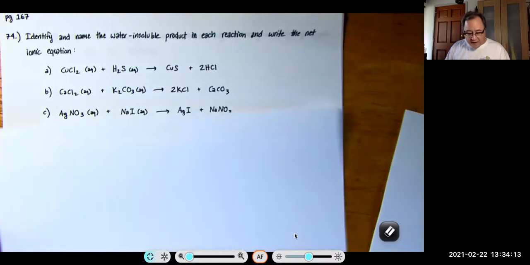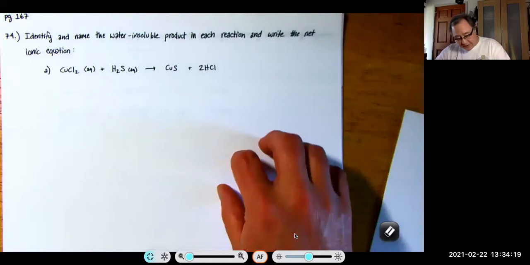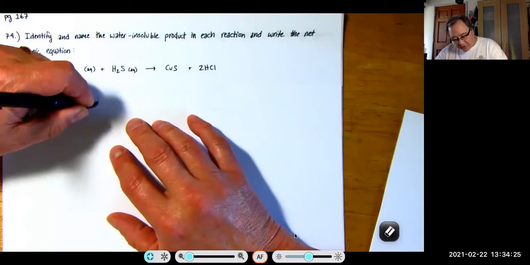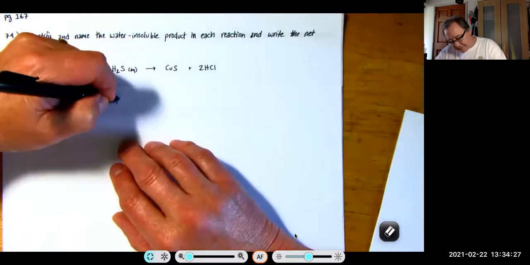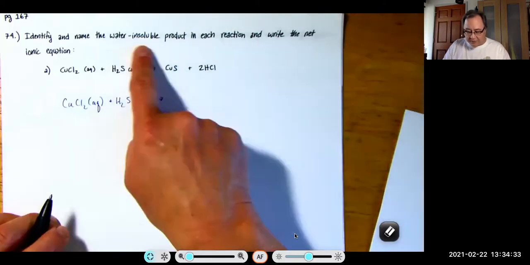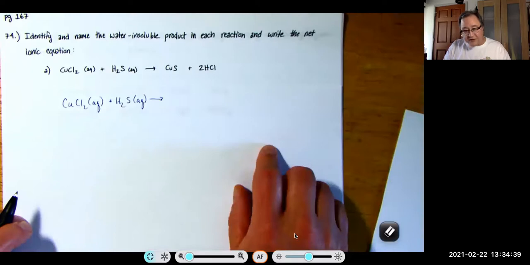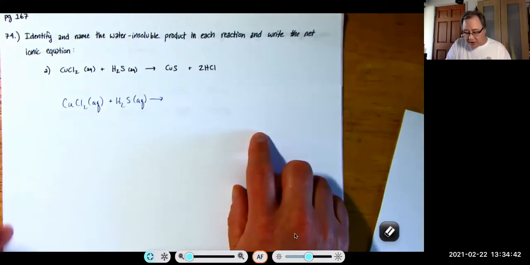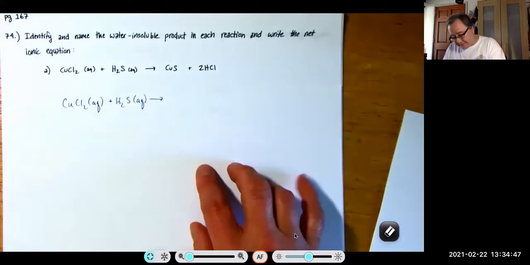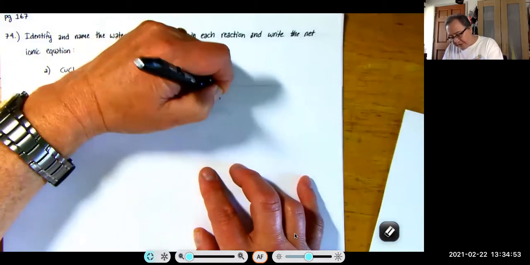Okay, so identify and name the water insoluble product in each reaction and write the net ionic. For this first one, I'm just going to copy the two reactants. It says name the water insoluble product, which means it's a precipitation reaction, right? And we know that the product is going to be an ionic compound. Looking at the two products here, it has to be copper 2 sulfide. So that's got to be the solid, and we know hydrochloric acid is aqueous.